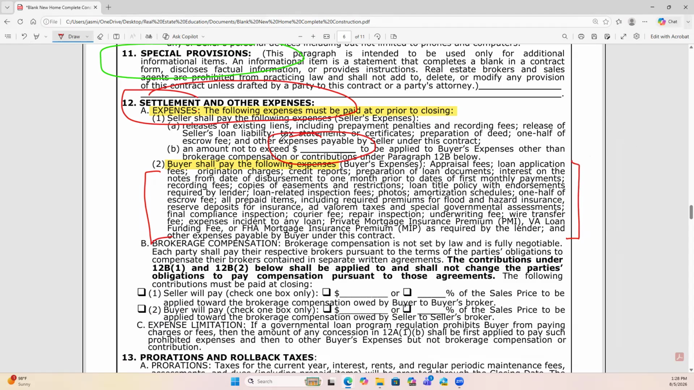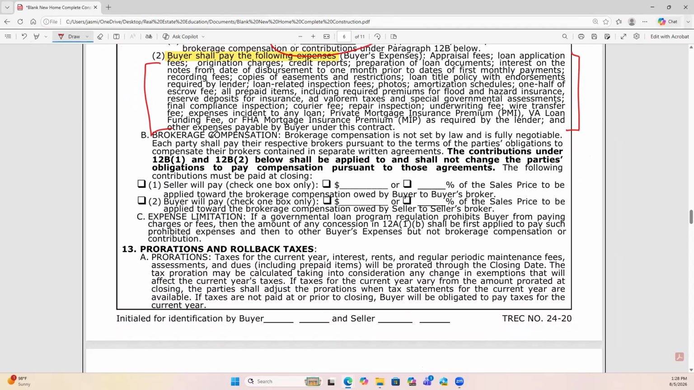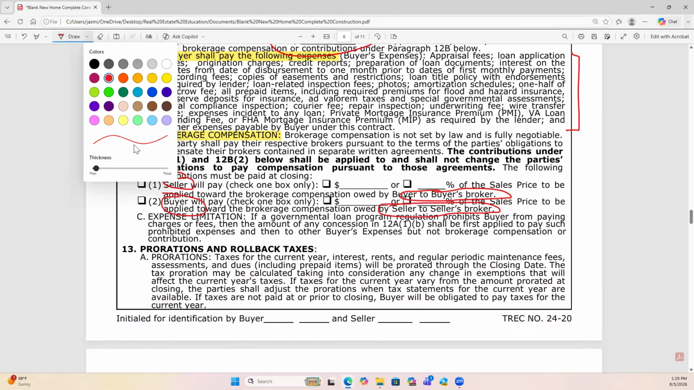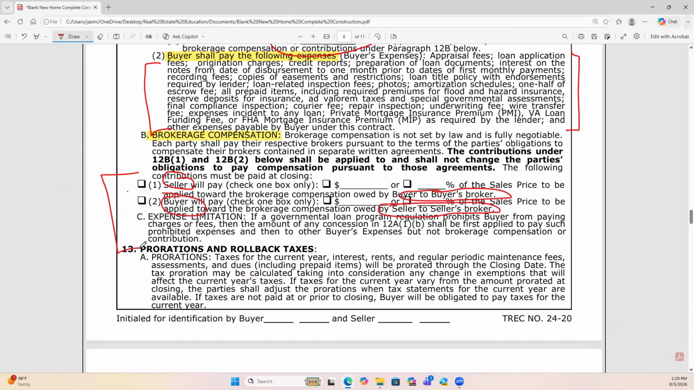Okay. So now the seller concessions can be contributed to the buyer expenses, but also we have to discuss the brokerage expenses, all the brokerage compensation. We have two options here. Is the seller contributing to the buyer broker, or is the buyer contributing to the listing broker? We are using this now because we no longer need to address our compensation down here.